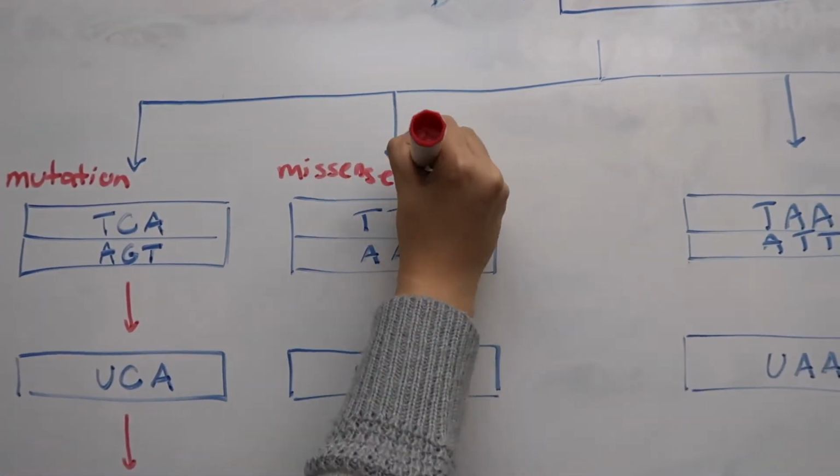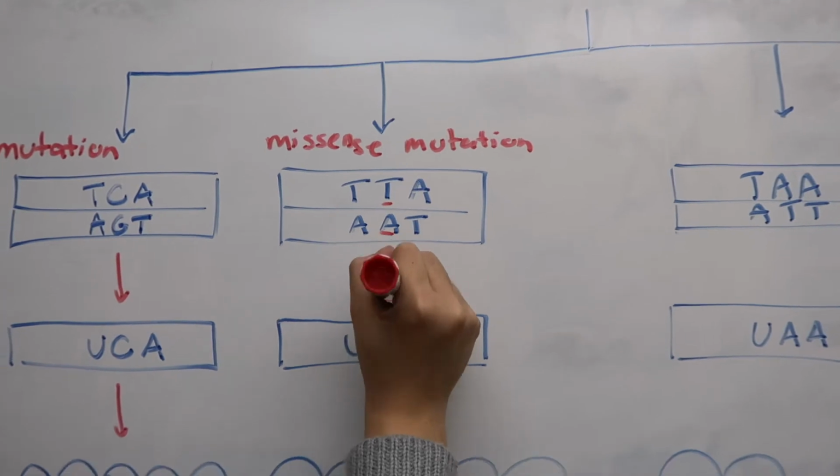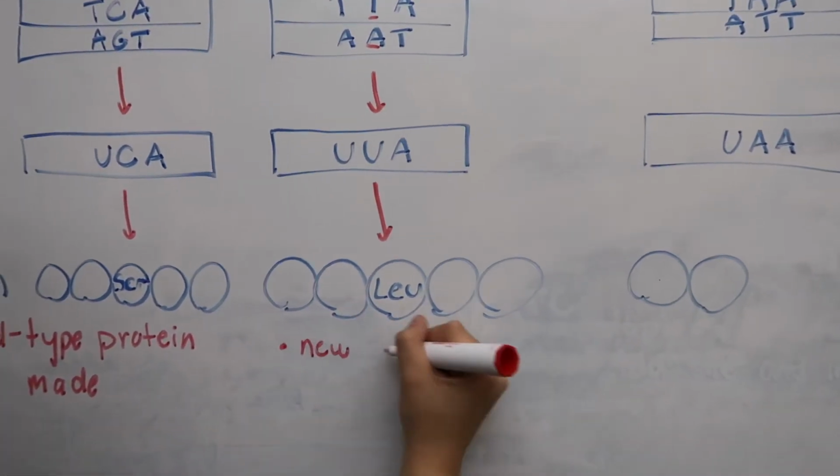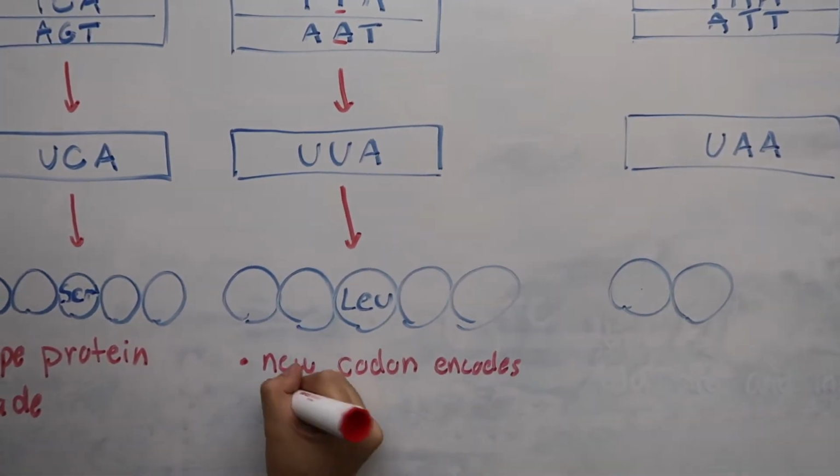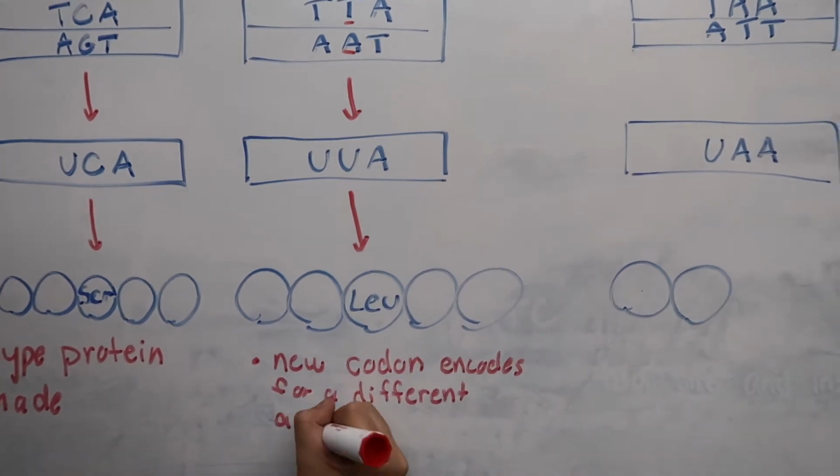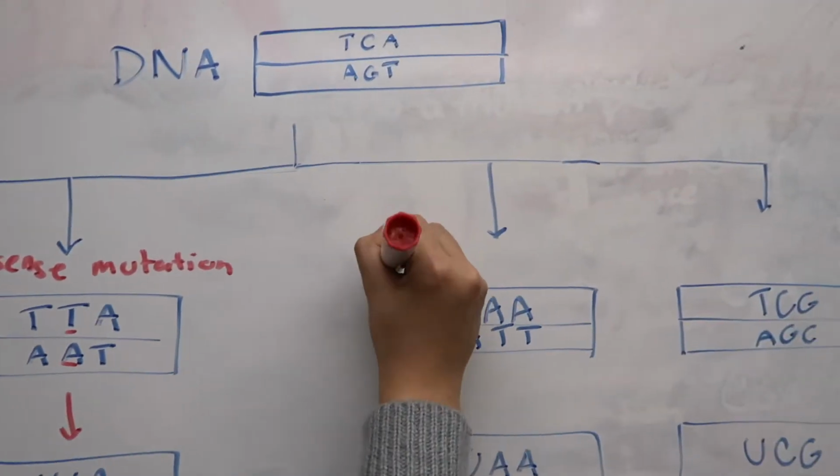Now, let's show missense mutations. Missense occurs when there is a change in the codon from the DNA strand, so the mRNA transcribes incorrectly and ultimately makes a different protein. It's like if someone put in the wrong fruit order and ended up getting apples instead of strawberries.